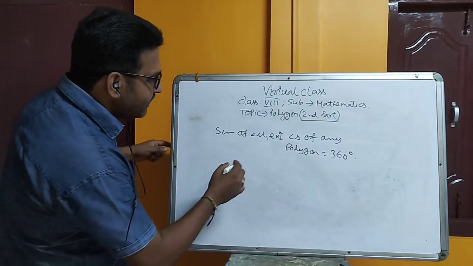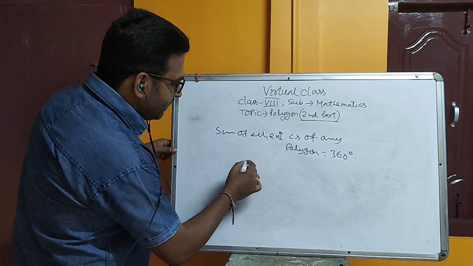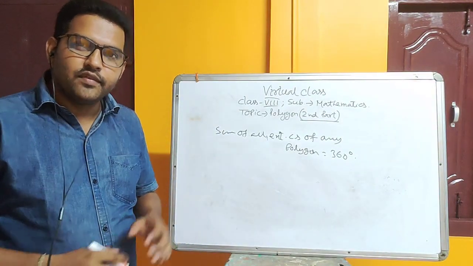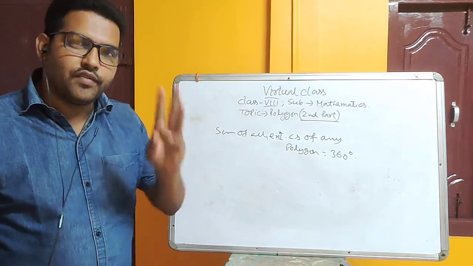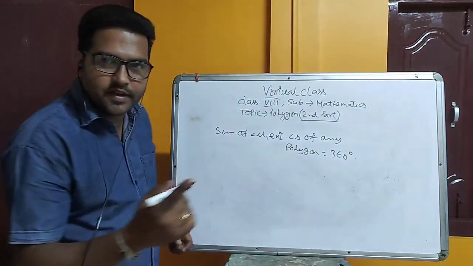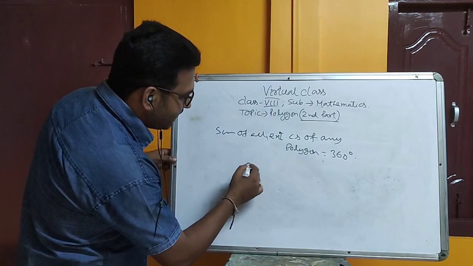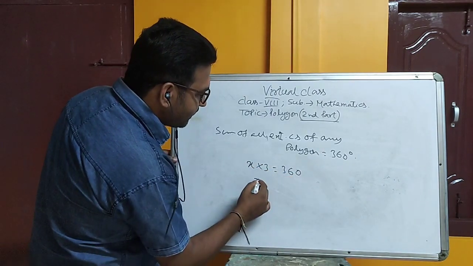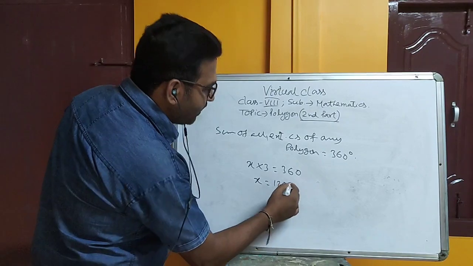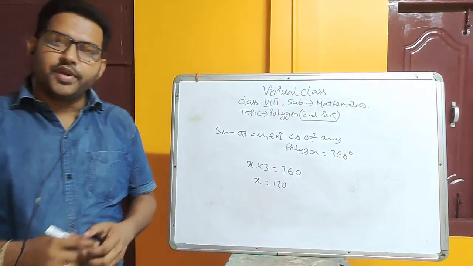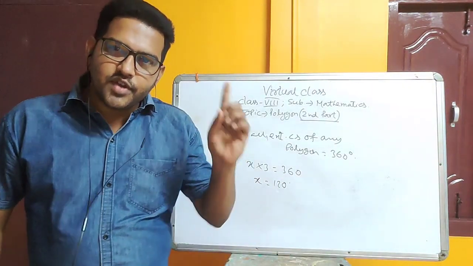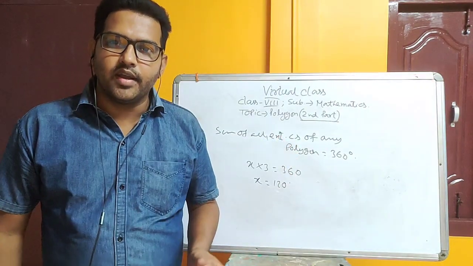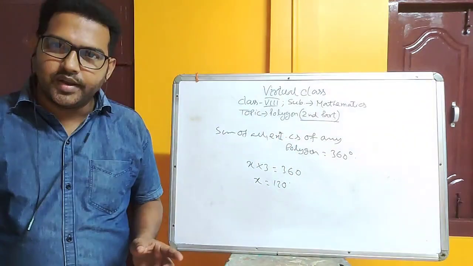So in case of a triangle, how many exterior angles are there of equal measure? We have 3 exterior angles of equal measure. Let each exterior angle be x degree. So x into 3 is equal to 360. So x is equal to 120 degree. So we can say that each exterior angle of a regular triangle, that means equilateral triangle, is 120 degree.